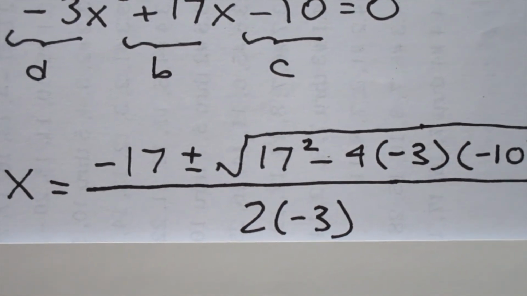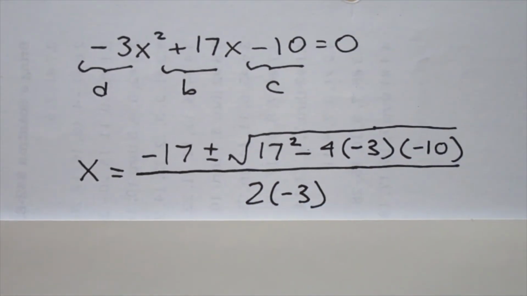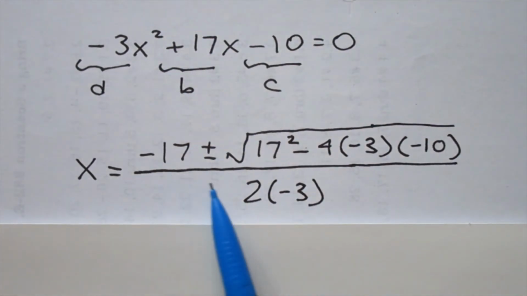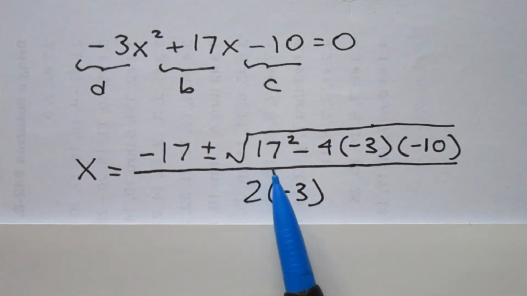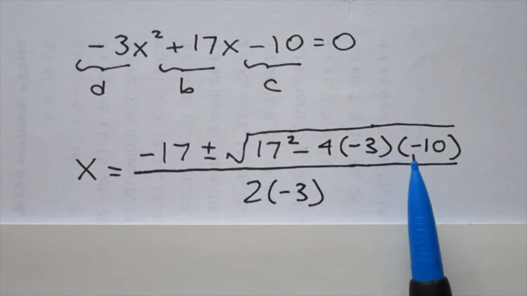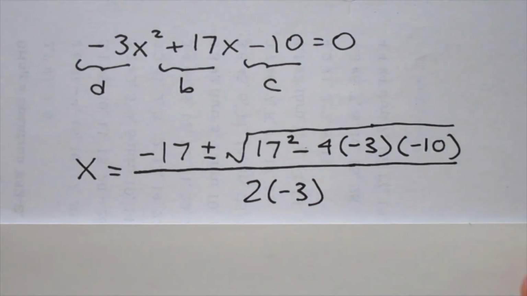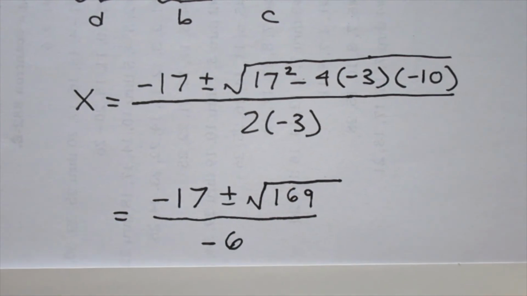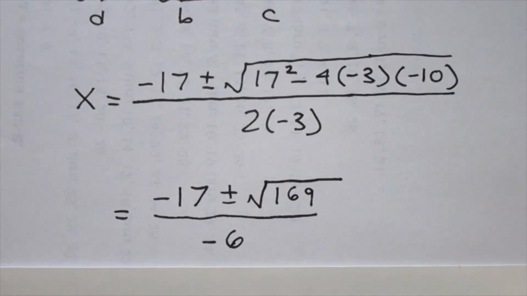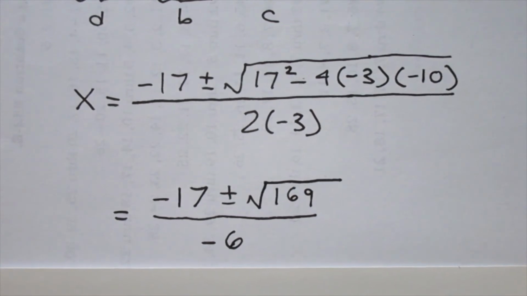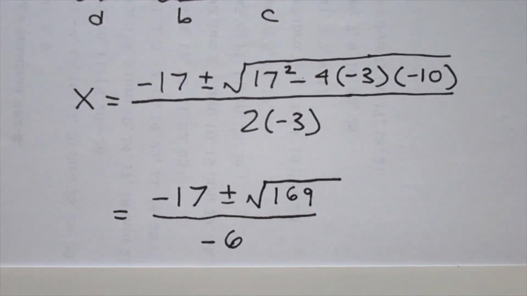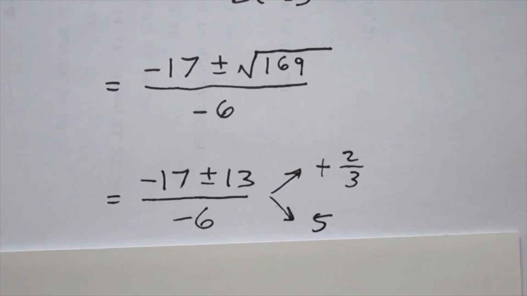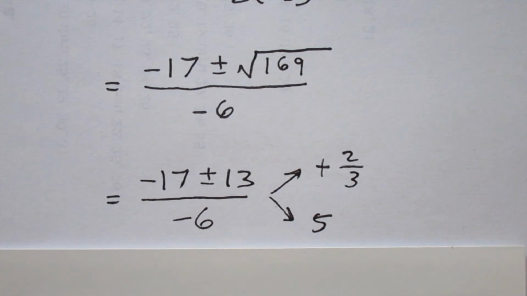So here it is. x is negative b, 17 is b, plus or minus the square root of b squared minus 4 times a times c, divided by 2a. Let me simplify this expression. The radicand becomes 169, so all that stuff under the radical sign becomes 169. What is the square root of 169? 13. So this becomes negative 17 plus or minus 13 divided by negative 6.